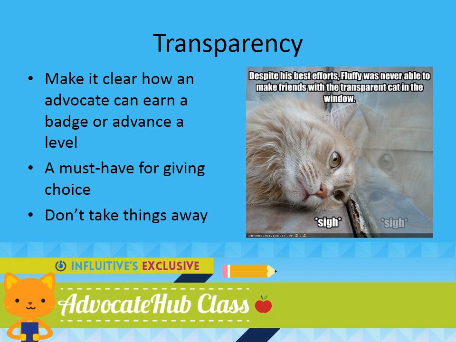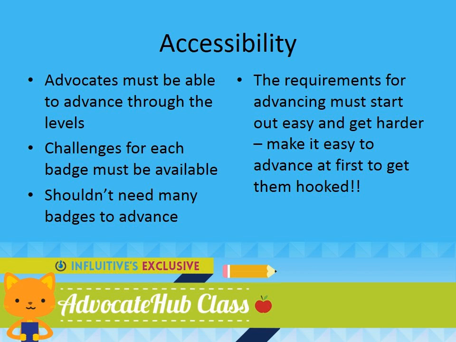That's no good. The other thing is achievability. It should say achievability, not accessibility, but the principle is sort of the same. Your advocates have to be able to advance through the levels. They need to be able to earn the badges.